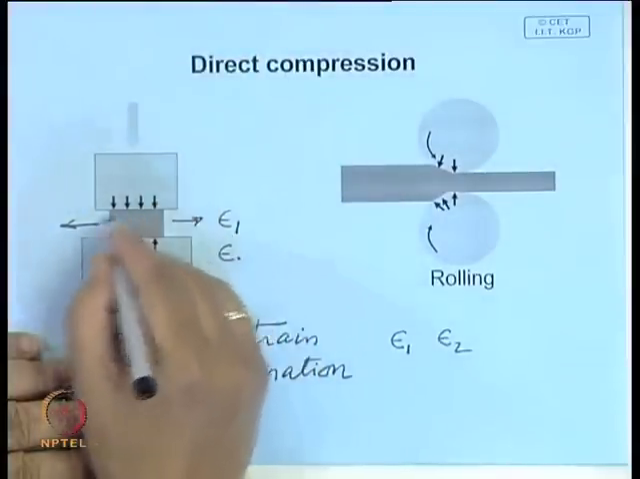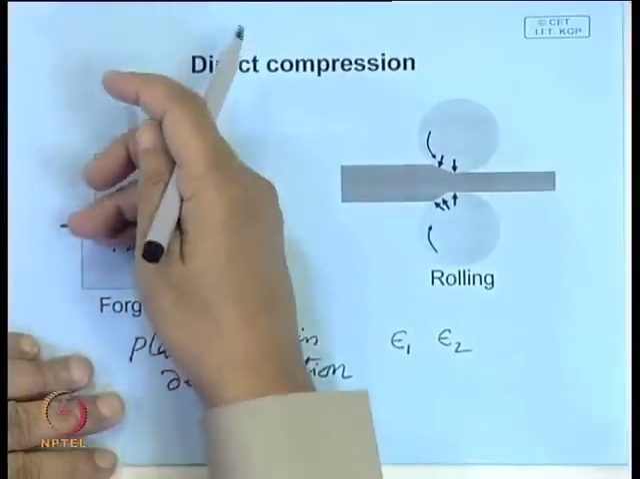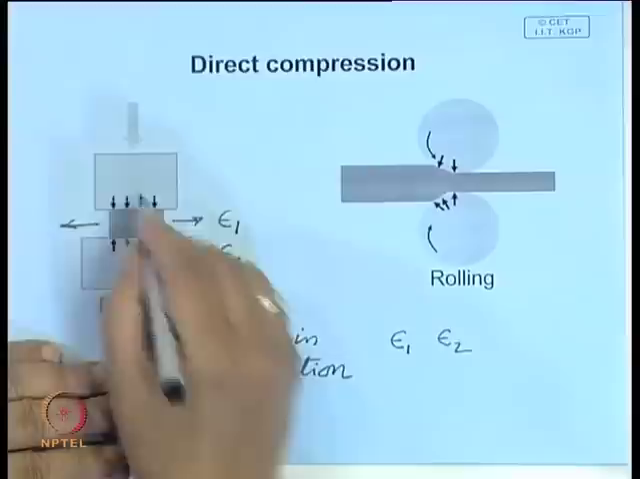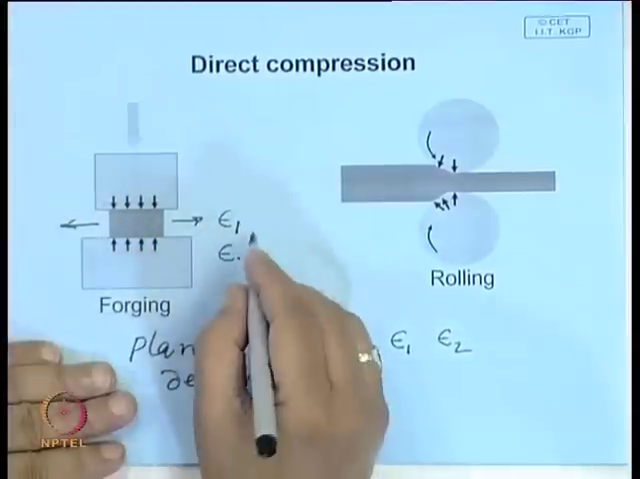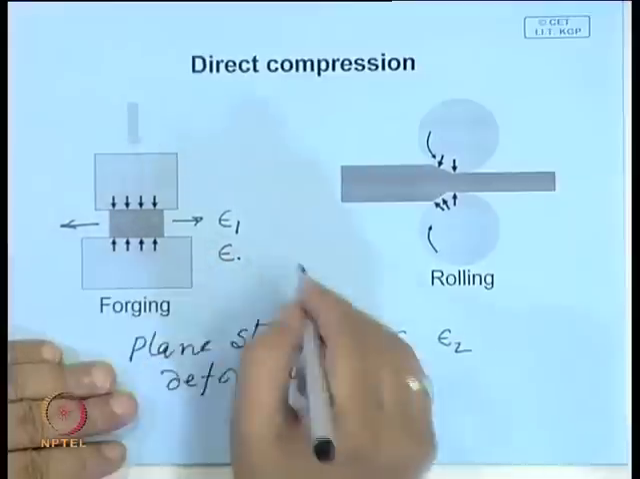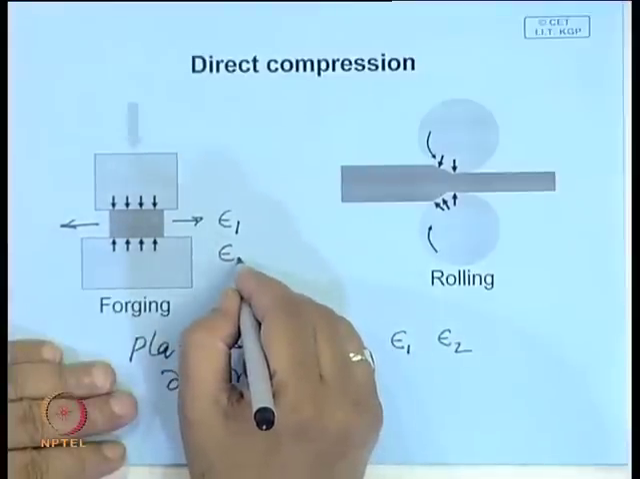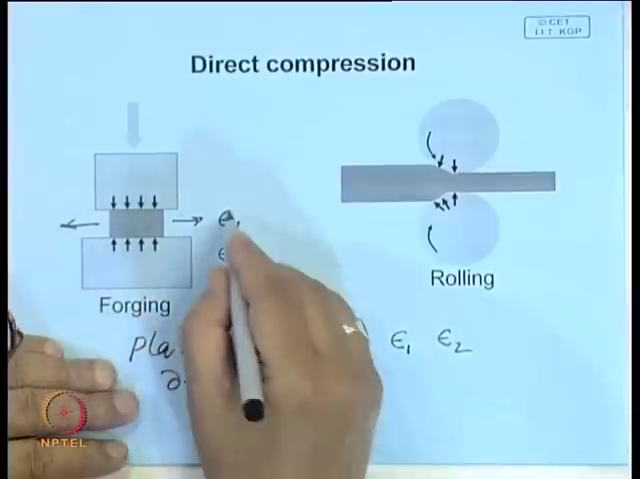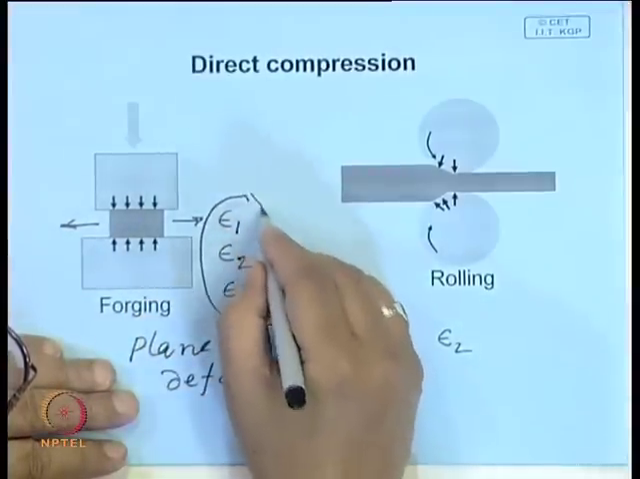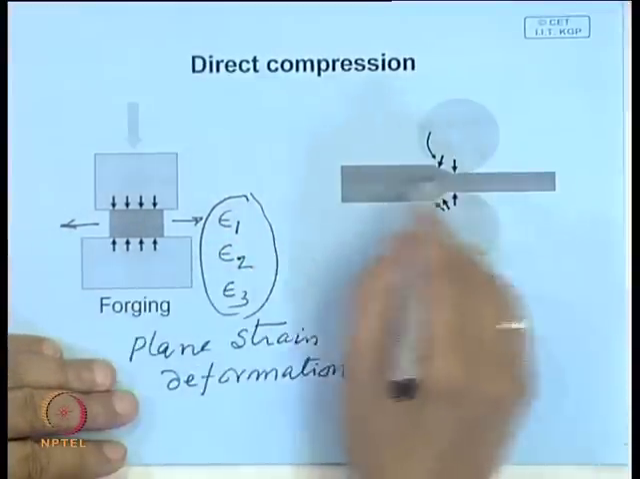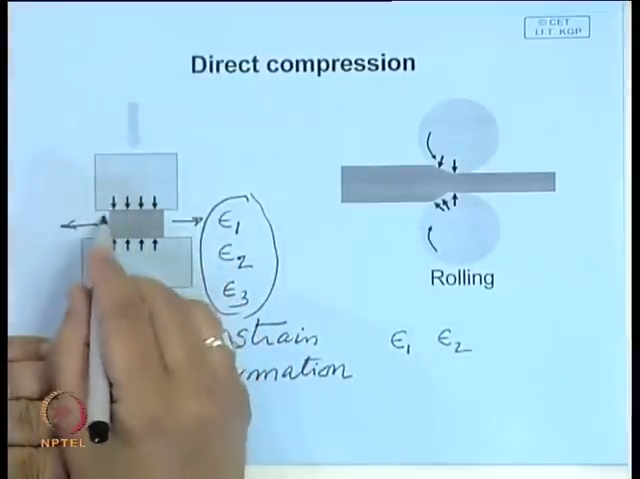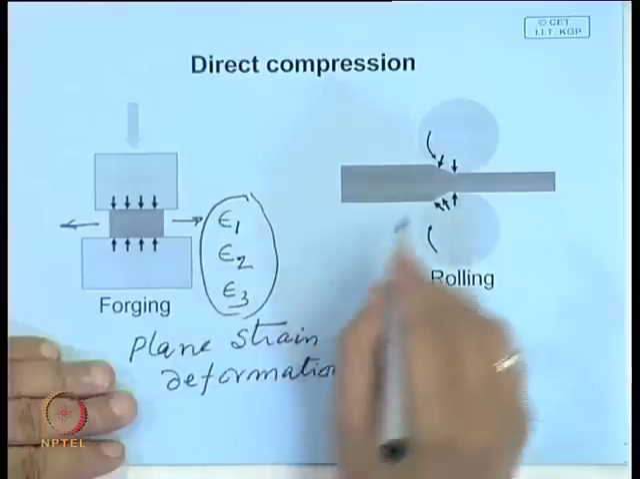Normally if it is a die, we can stop the deformation. If we allow the other side to be free to move, strains in all three directions, epsilon 1, epsilon 2, epsilon 3, will be present. But in more common deformation processing, if you do it in a die and you can stop the deformation in one of the directions, then it becomes plane strain.